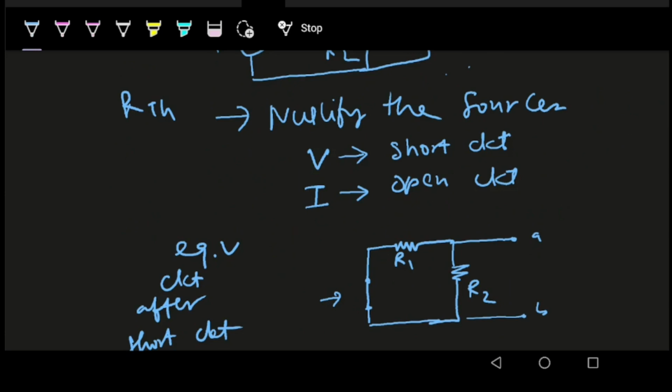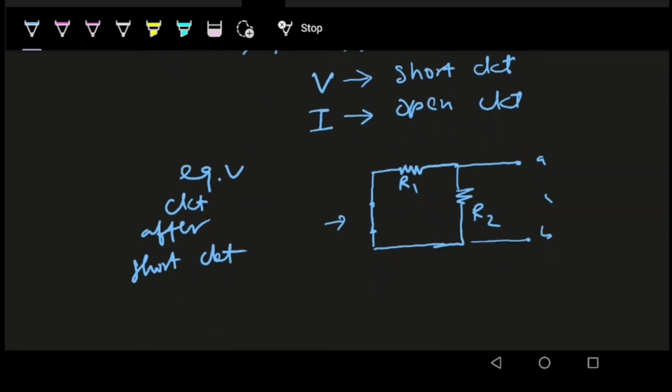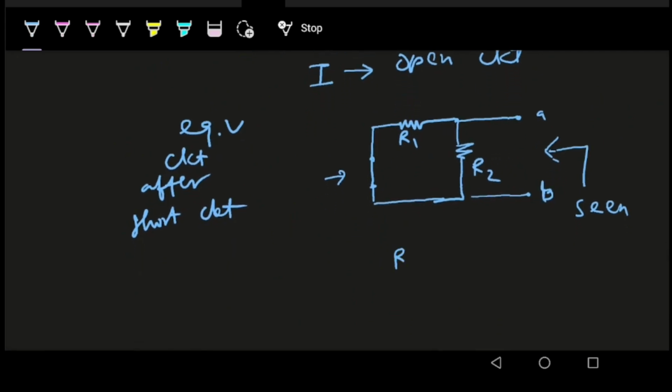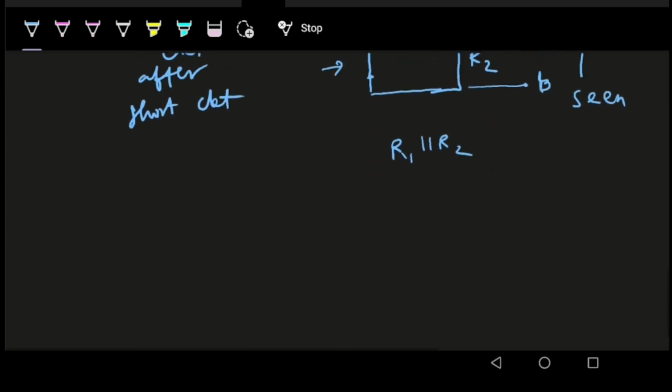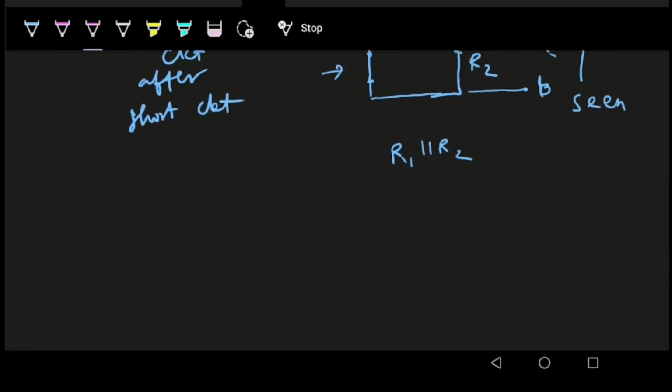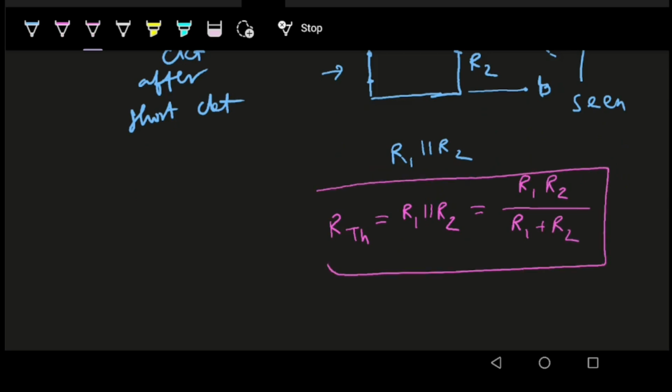Now I have to find the resistance seen from this side, or say seen from this window. If I see from this side, what I see is that the resistances R1 and R2 are in parallel with each other. So RTH is equal to R1 parallel R2, which means R1 into R2 over R1 plus R2. So we have found RTH.